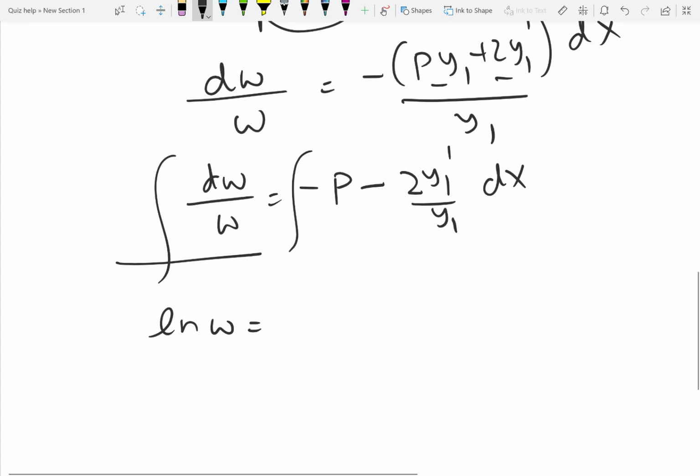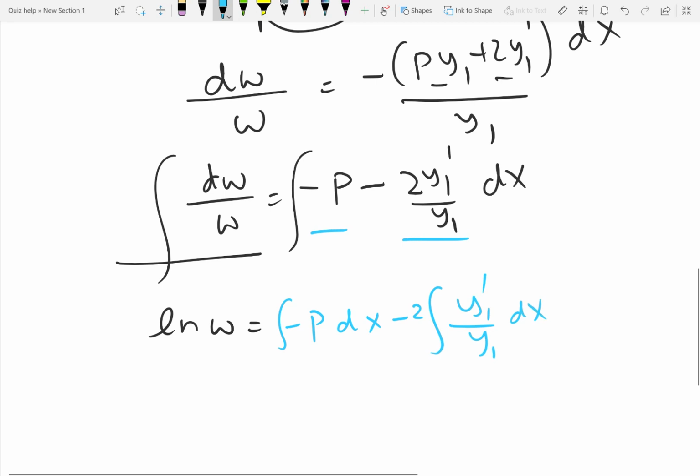If you integrate the right hand side, we can integrate these two terms separately, right? We can integrate negative p, so negative p dx. Actually, we don't know what p is, so we cannot give a definite answer here, but let's have it like that. Now you have to integrate 2 times y1 prime over y1 dx.